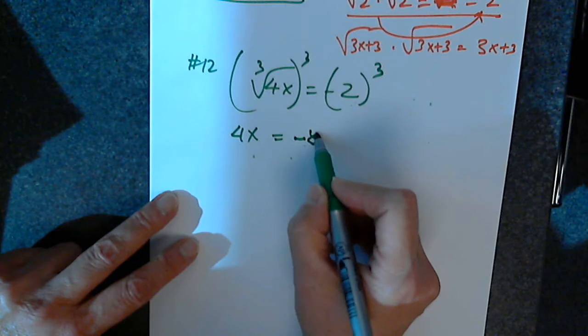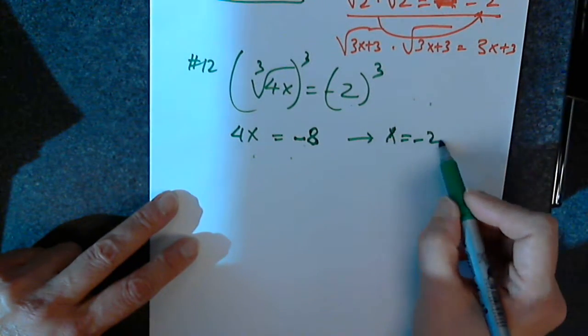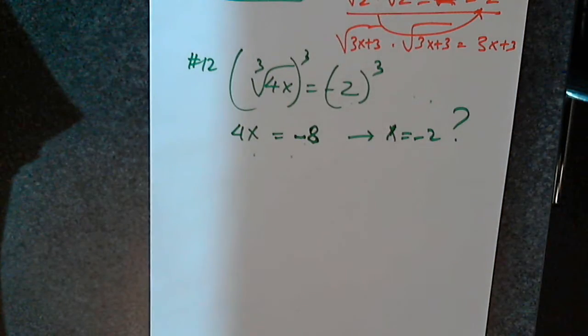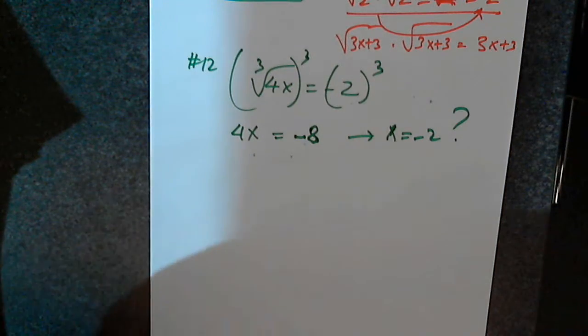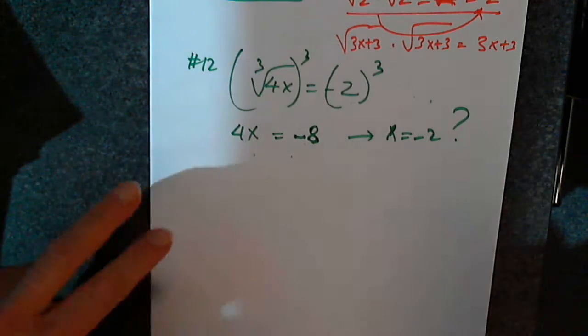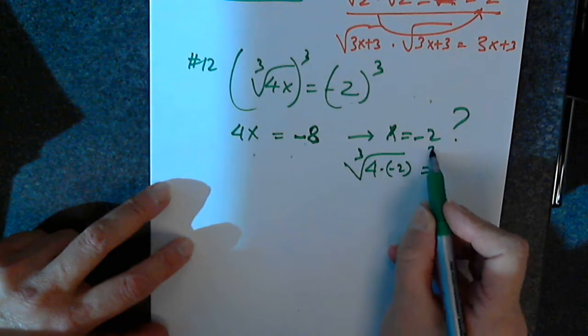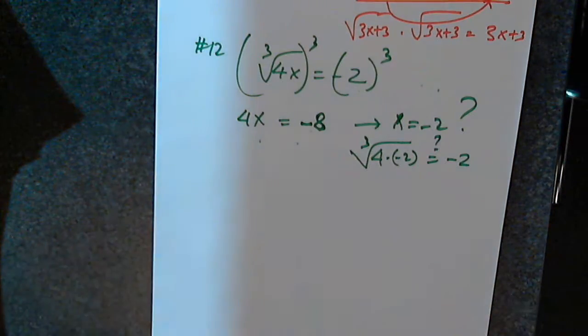So from here, x is... Good. It comes with a big question mark, but I will let you in on a secret. If you raise both sides to an odd power, all solutions will work. But you still have to make sure that you don't have a mistake, or to be on the safe side, always go back. So this is the cube root of 4 times negative 2. Does this equal negative 2?